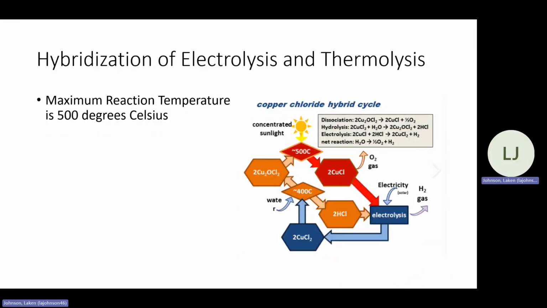Combining thermal and electrochemical reactions together lowers the maximum operating temperature required for the dissociation of water into hydrogen and oxygen. The addition of copper and chlorine to the copper chloride hybrid cycle reduces the maximum operating temperature to 500 degrees Celsius, reducing equipment costs.